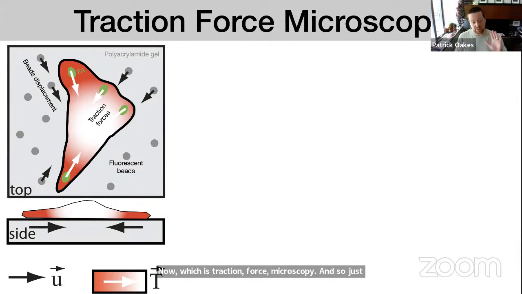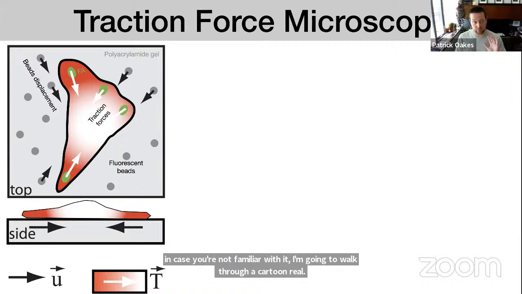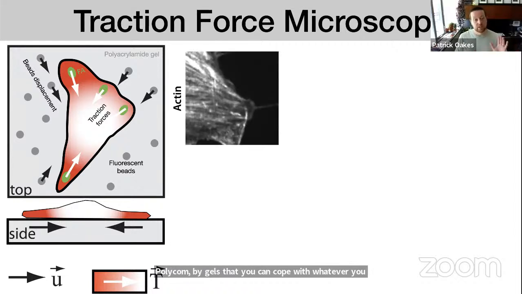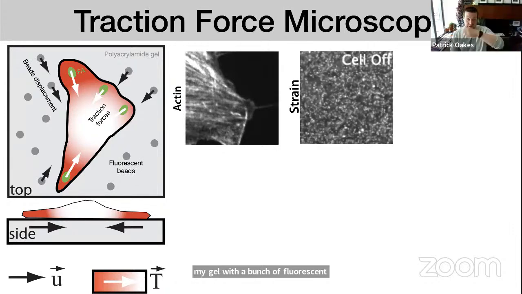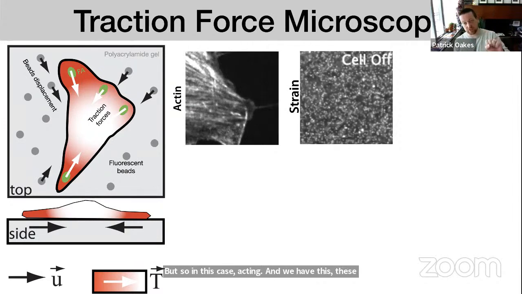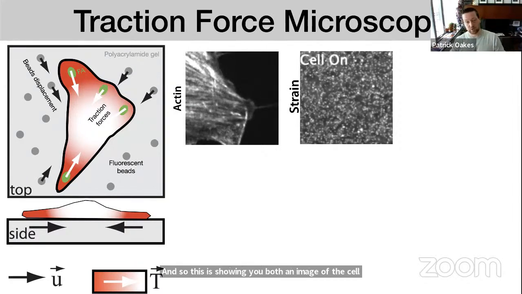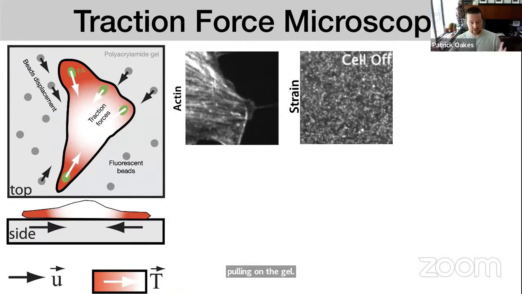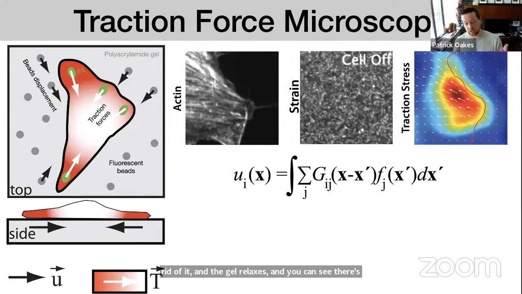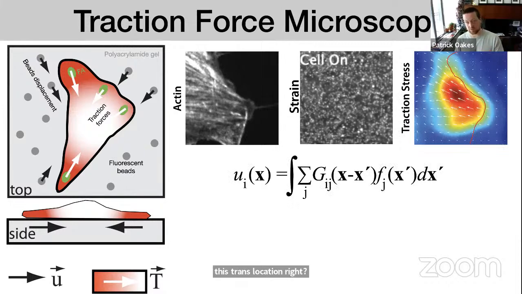The idea behind it is that instead of putting a cell on a stiff glass substrate, you put them on these polyacrylamide gels that you can coat with whatever ECM protein you want. And you fill that polyacrylamide gel with a bunch of fluorescent beads. And so in this case, you might have some kind of fluorescent stain that tells you where your cell is. That's in this case, actin. And we have these beads that we can image. And so this is showing you both an image of the cell pulling on the gel, that's the cell on image. And when we've taken the cell off, so we've used a detergent to permeabilize it and get rid of it, and the gel relaxes. And you can see there's this translocation of it, right? And so that translocation, you can do some math and basically solve for the displacement and the forces that are there.